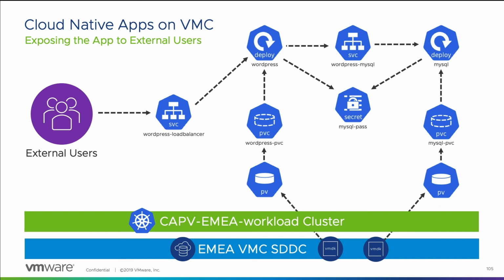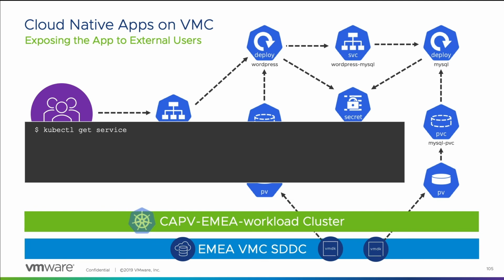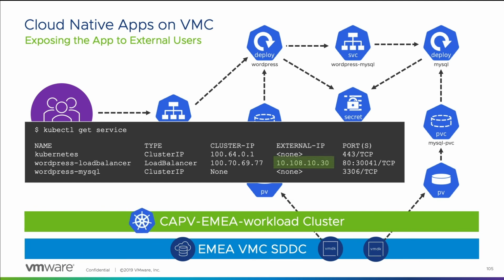Now our external users can access our application on that load balancer, but we need to understand what our IP address is. So we can use kubectl get services to observe our WordPress load balancer external IP, which is going to be the IP that MetalLB is advertising our WordPress front end on. So now we have an IP address that our users can access.